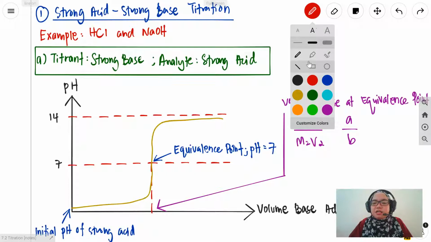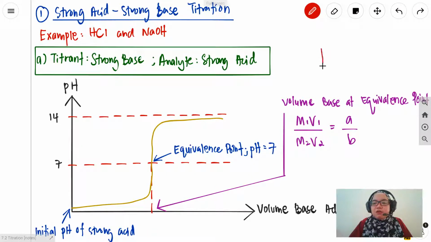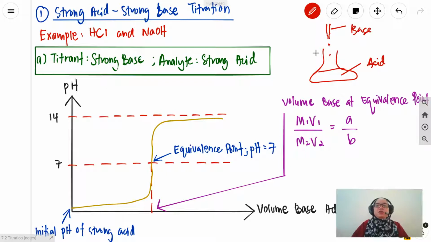Just in case some of you cannot visualize it. Inside here is the acid, contohnya acid. And dekat burette ni, burette ni adalah base. Dia akan titik sikit lah. So this is the titration between them. This is the analyte, acid is the analyte, and the titrant is the base. Contoh macam ni.